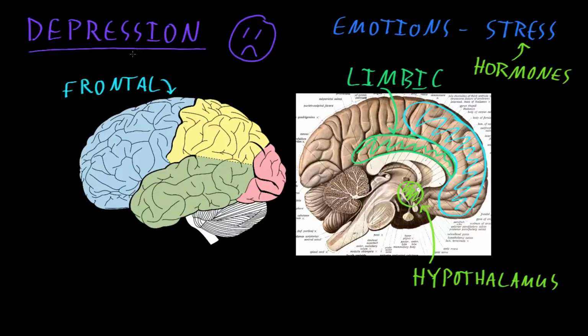Collections of many of these neurons that produce these neurotransmitters have their somas, or their cell bodies, in a few areas of the brainstem, this structure below the cerebrum, and then their axons project to many areas up in the cerebrum, including the frontal lobes and the limbic structures.